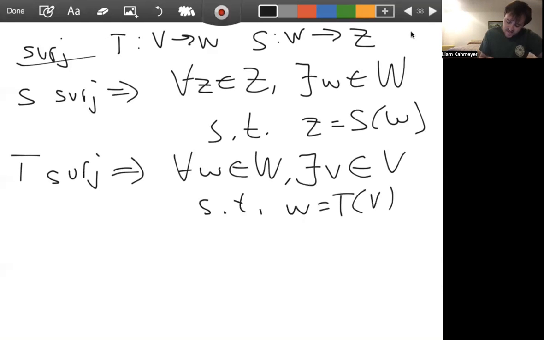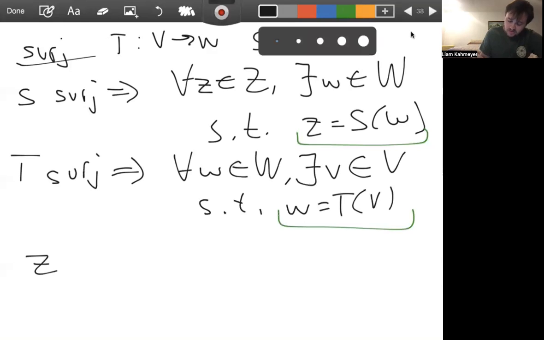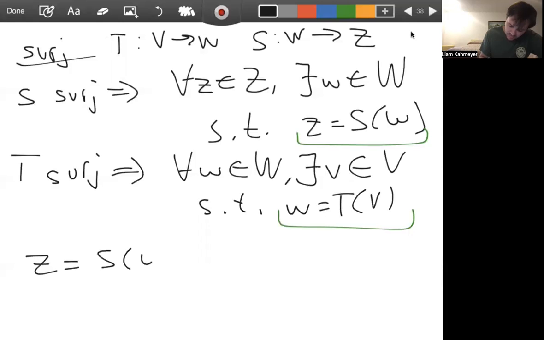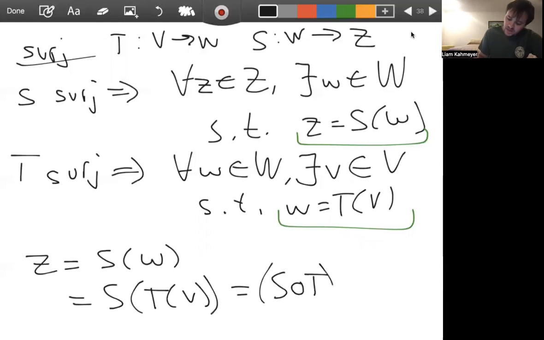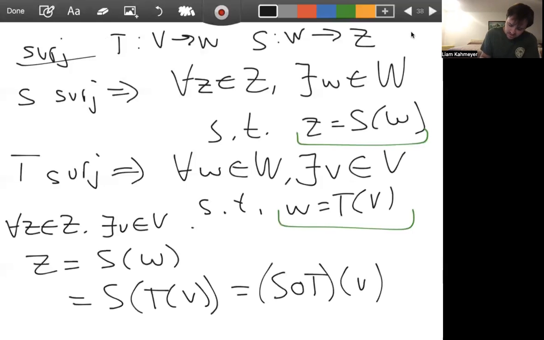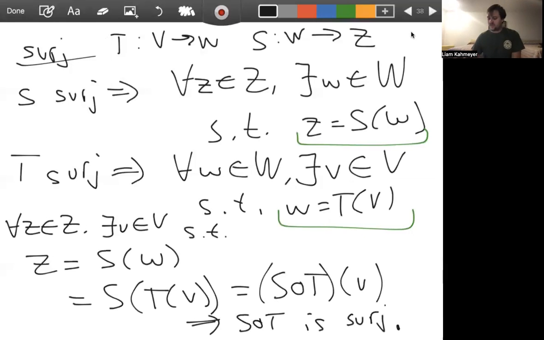Well, then putting these two surjective results together, we have that z is equal to S of w, which is equal to S of T of v, which is S composed T of v. So for all z in Z, there exists v in V such that z is equal to S composed T of v, which implies that S composed T is surjective.